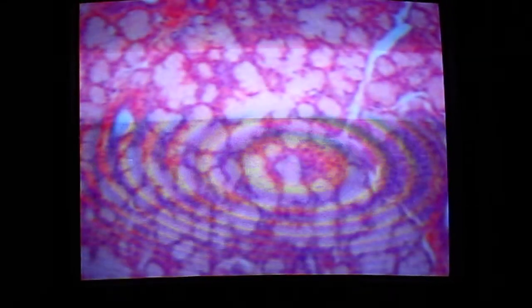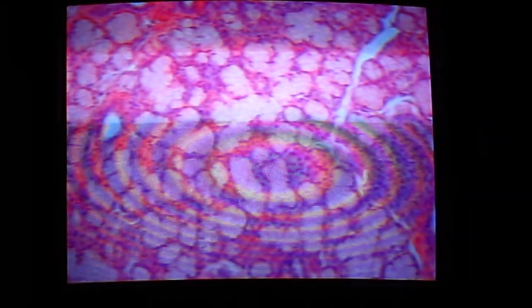Parotid. Nice tightly packed purple cells. Submandibular. They look like tubules. Sublingual. Lots of white mucus glands. Any questions?